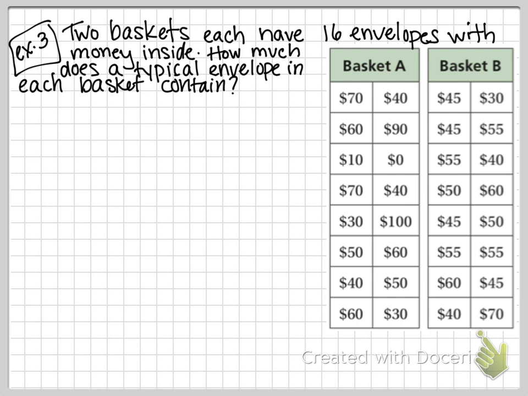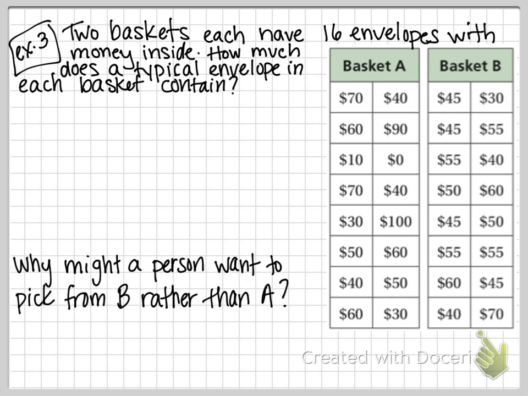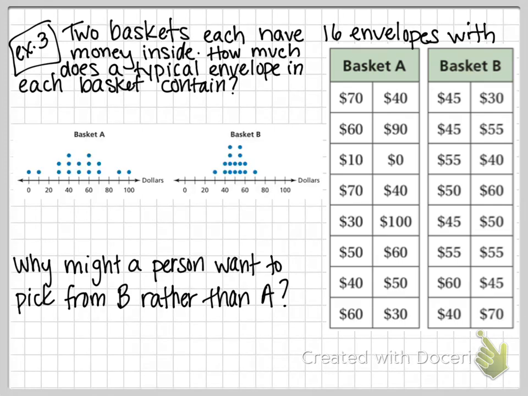And then from there, it says, why might a person want to pick from B rather than A? Voila, here's the dot plots. Basket A is plotted on the left. Basket B is plotted on the right. Okay? I think these are fairly symmetrical, do you think? I would say so. We would probably want to use the mean for each of these, add them all up, divide by 16.